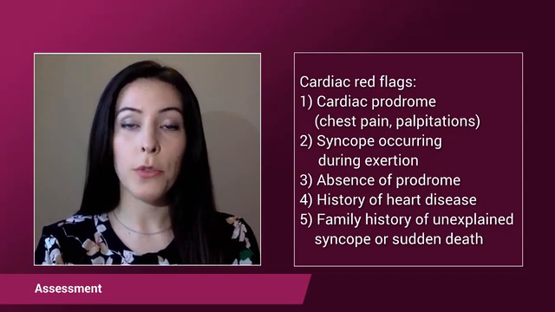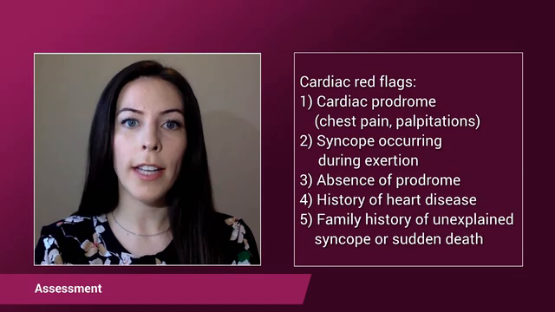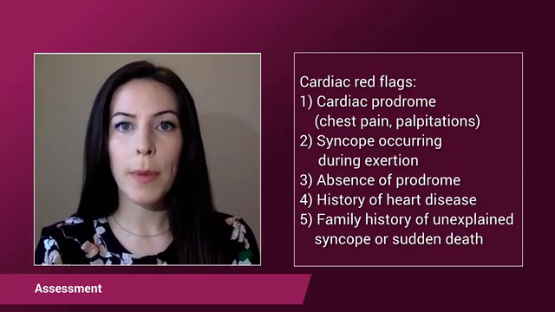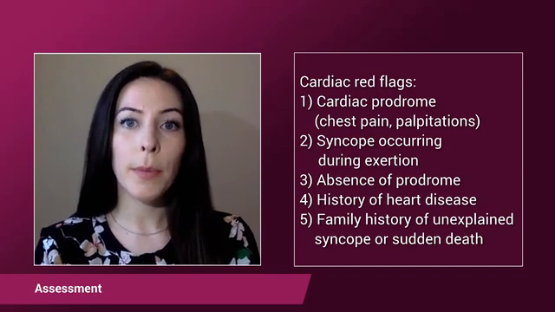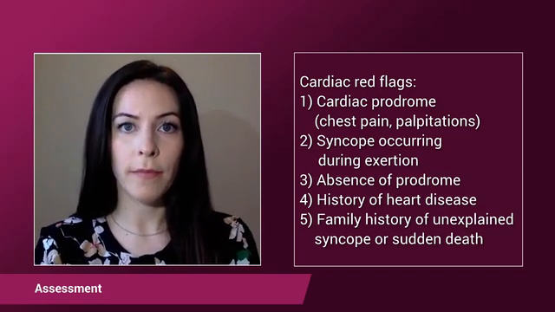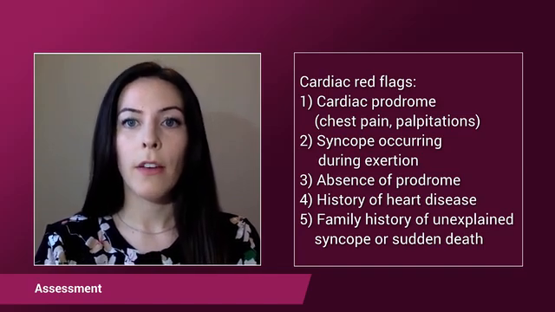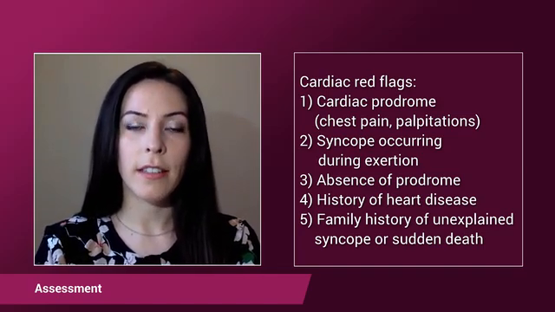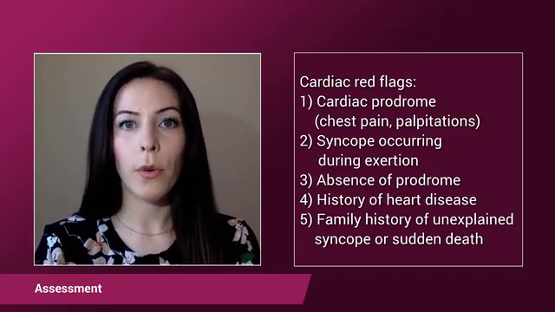Red flags on history which may point to a cardiac cause of syncope are: 1. Cardiac prodrome, for example, chest pain or shortness of breath or palpitations. 2. Syncope which occurs during exertion. 3. Lack of prodrome entirely. 4. A history of heart disease. Or 5. A family history of unexplained syncope or sudden death.